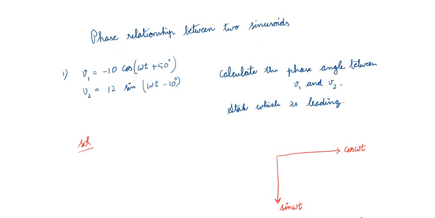We are taking the first example. We take a signal V1 which is minus 10 cos(omega t plus 50 degrees), and the second sinusoid V2 which is 12 sin(omega t minus 10 degrees). The question is: calculate the phase angle between the two signals V1 and V2 and state which is leading. Now we are going to use a graphical approach.